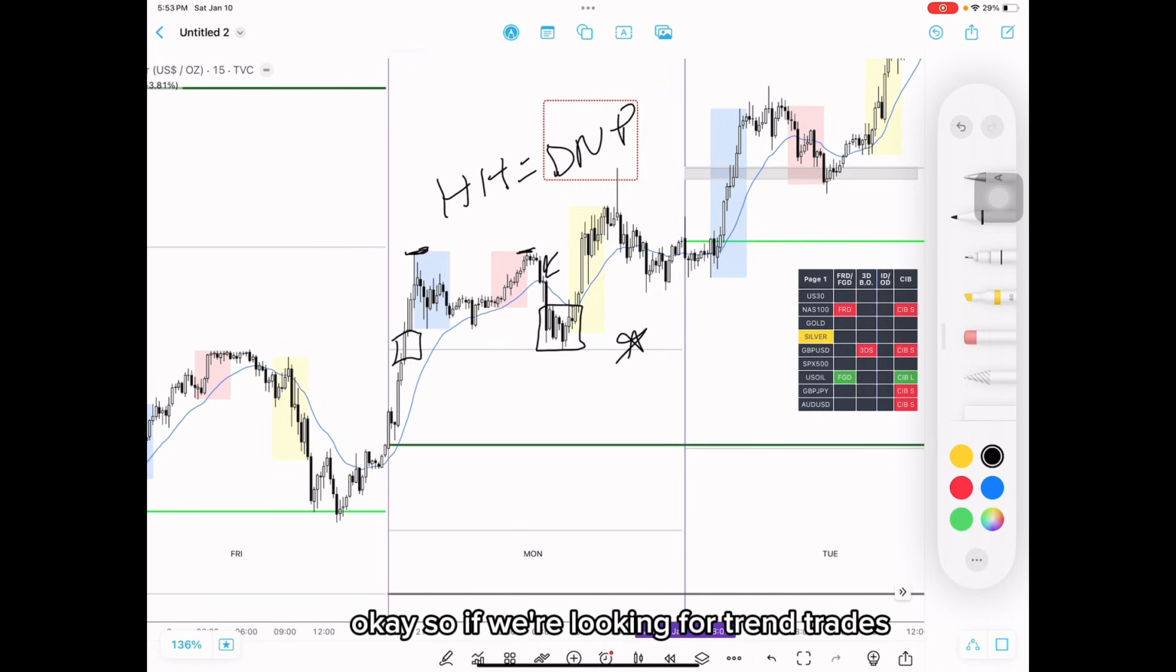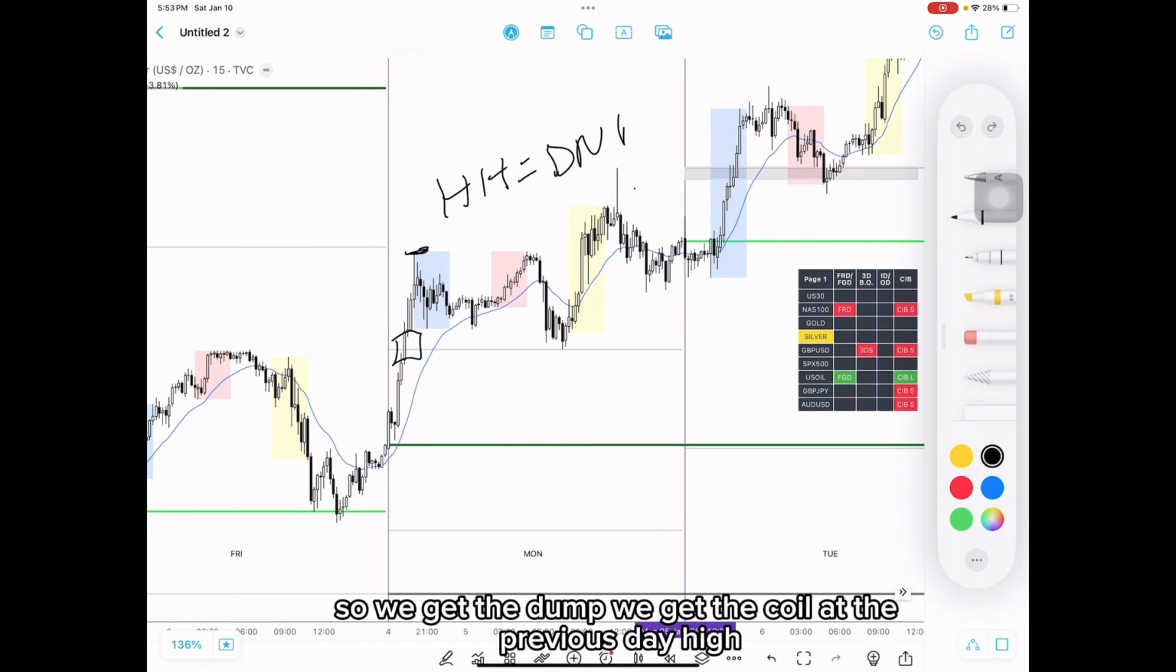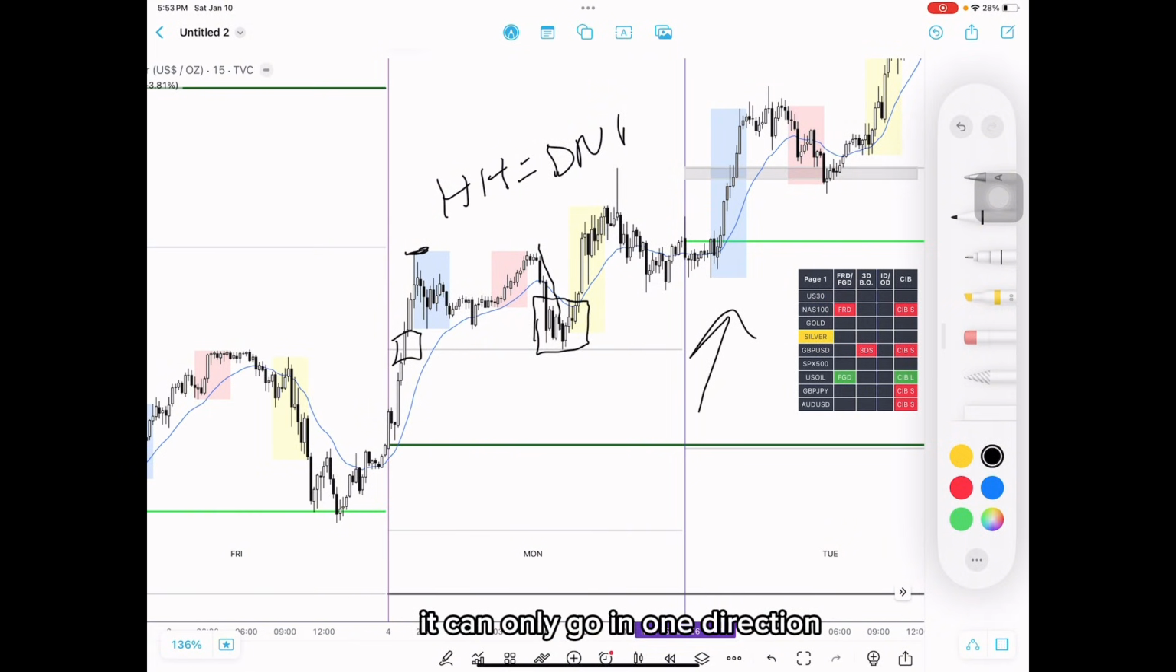Okay. So if we're looking for trend trades: breakout, pullback, trend. That's all this is. That's all it is. Keep it super simple, guys. So we get the dump, we get the coil at the previous day high. It can only go in one direction.